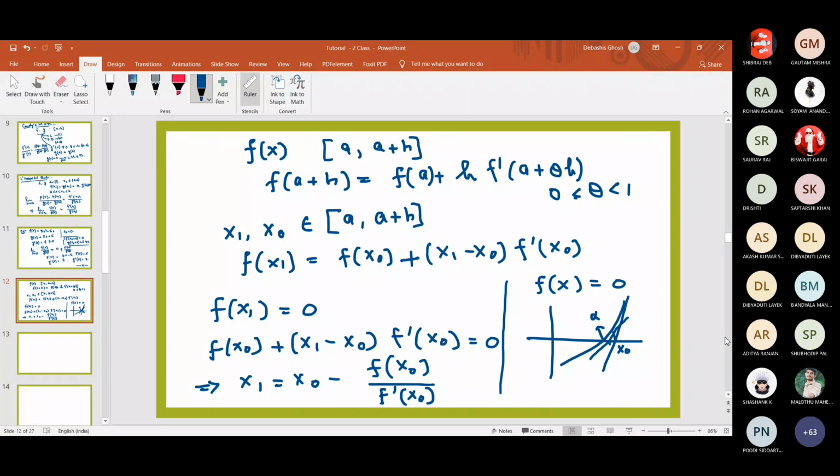That is another approximation, called the Newton iterative method.